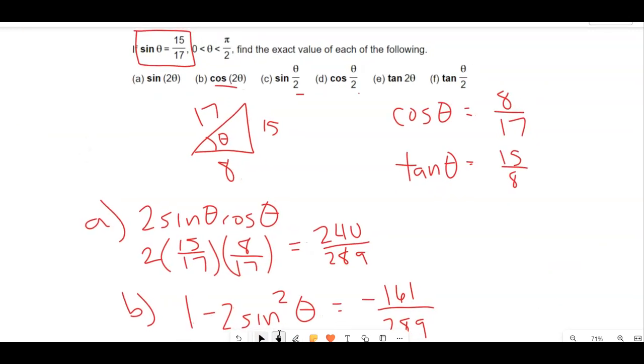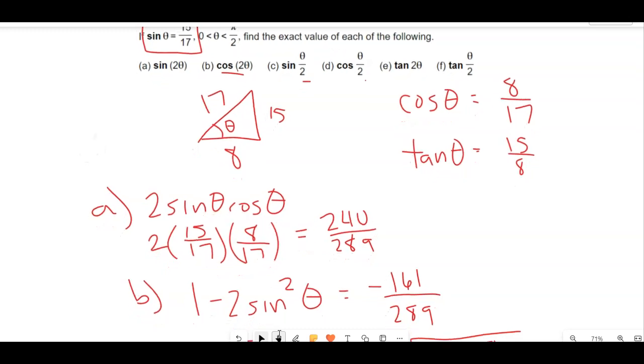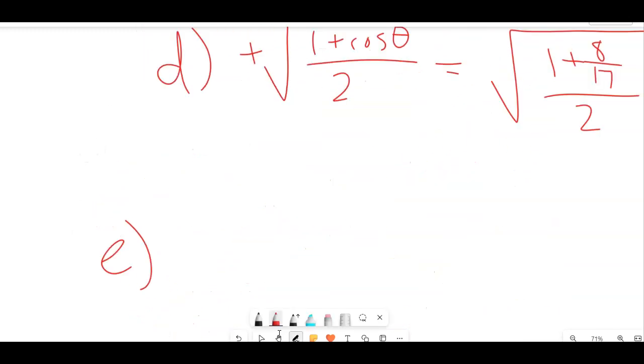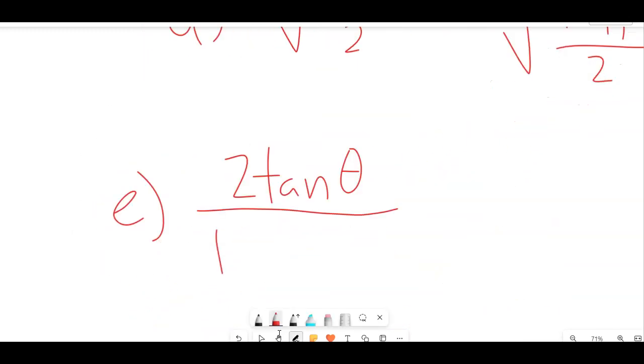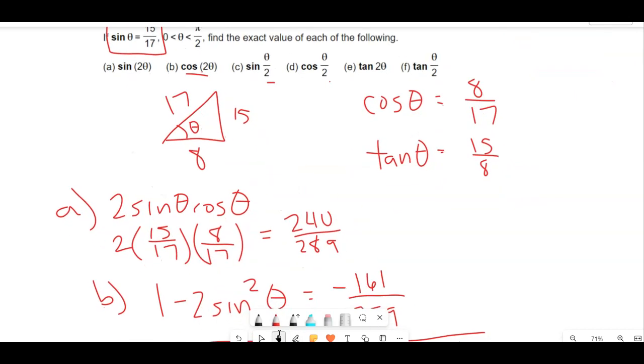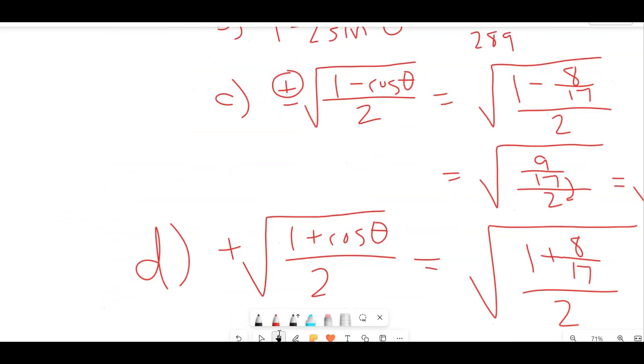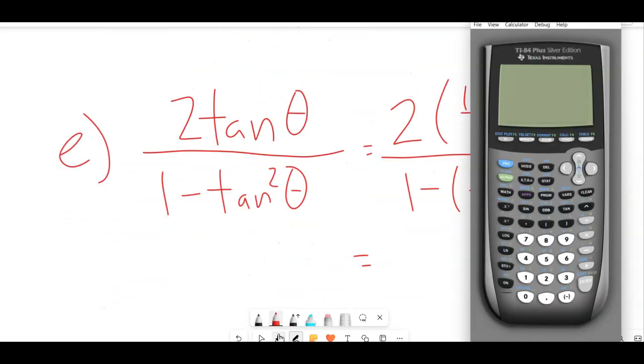All right, and then E and F are the double and half angle for tangent. So tangent, the double angle formula here, is 2 tangent theta over 1 minus tangent squared theta. All right, so we got tangent is 15/8. Type all that into your calculator. Be careful in the denominator. You do need parentheses because we have subtraction down there. We got to put a parentheses 1. So I type it in like that. All right, it's going to be ugly decimal. I'm going to hit math into a fraction. So there's my answer, negative 240 over 161.